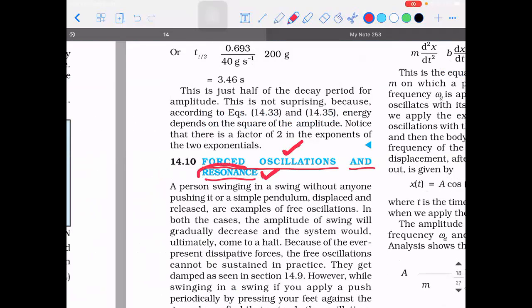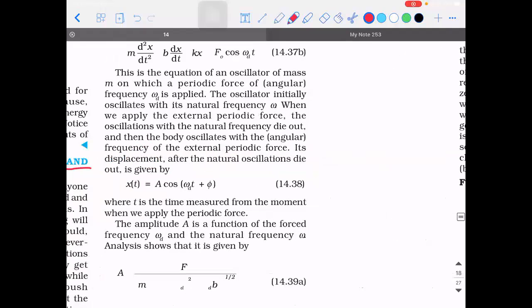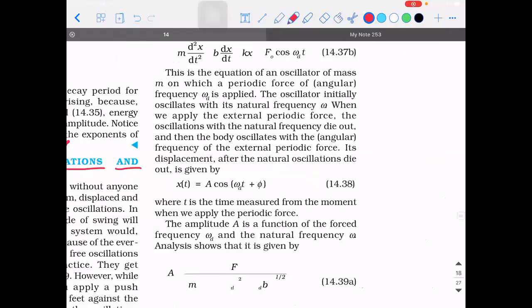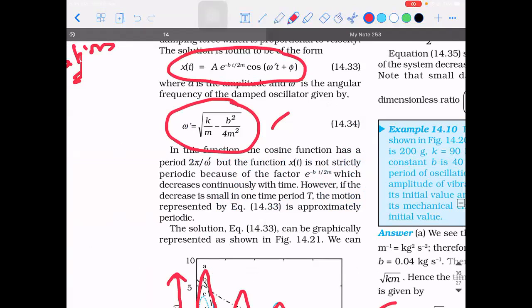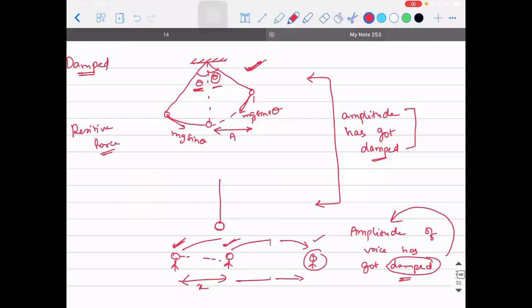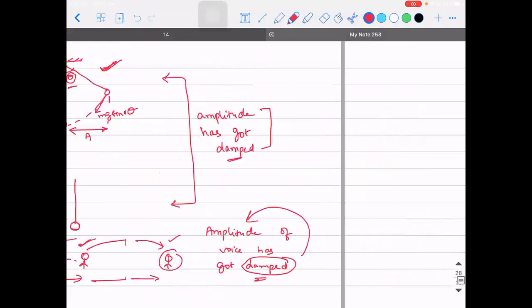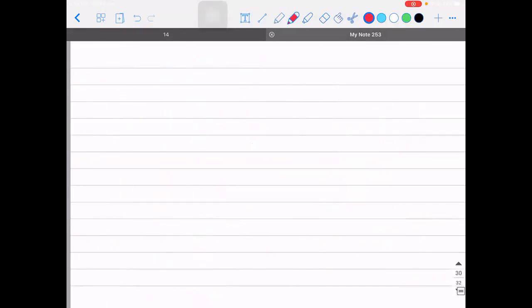Resonance concept will make more sense in the next chapter. I'll explain it there. So this chapter is over. Is there any other doubt that you people have? Any other concept that is not clear? No, sir.